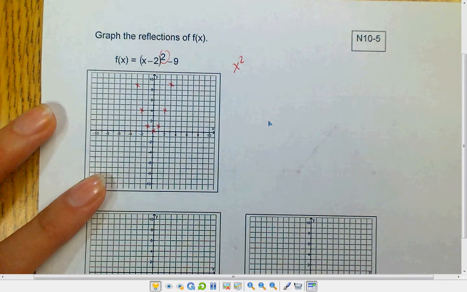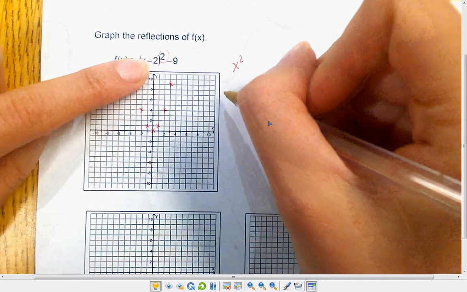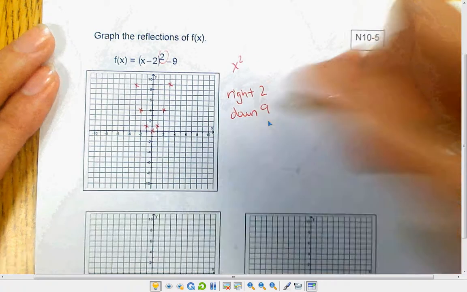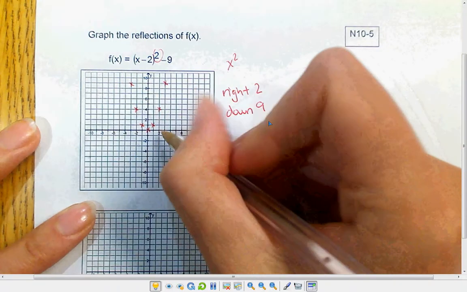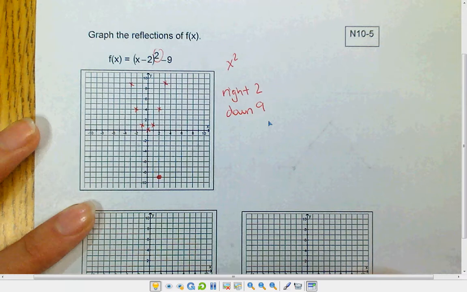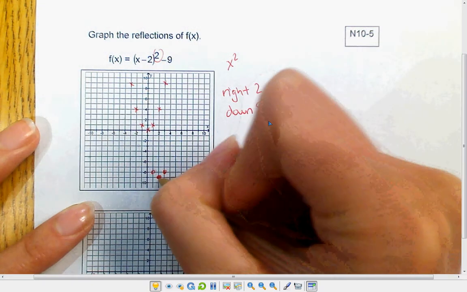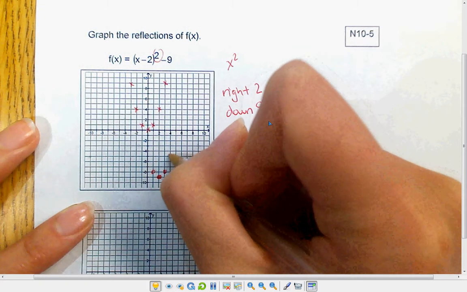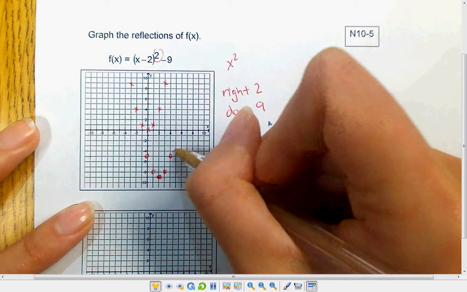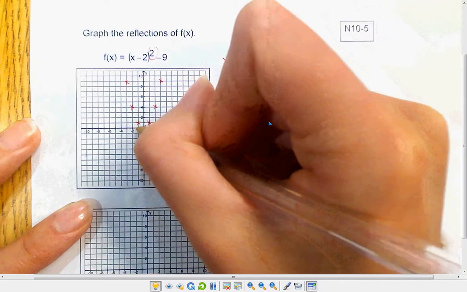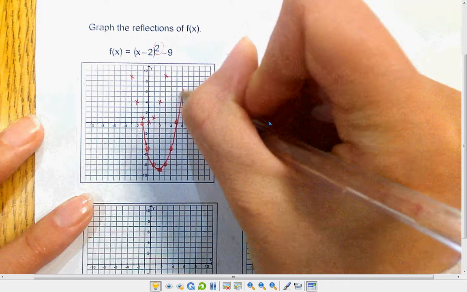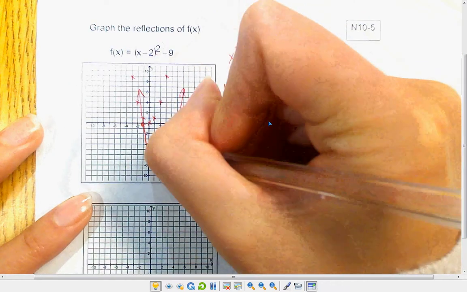That's my parent function. And the transformations that have happened here: -2 means I'm going right 2. -9 means I'm going down 9. So all of my points are being moved right 2, down 9. So here's my new vertex. The shape stays the same, so it's still 1, 1, 2, 1, 2, 3, 4 on both sides, and then 3, 1, 2, 3, 4, 5, 6, 7, 8, 9. So this is my graph f of x.